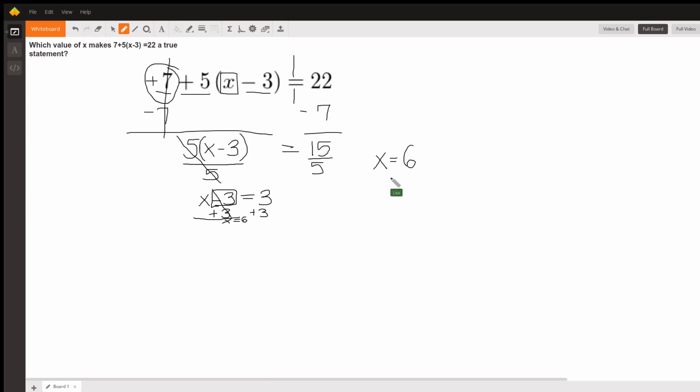So now I've solved for x because x is by itself. And that tells me that 6 is what makes this a true statement. We can plug it back in to check it if we're done. So that would just be 7 plus, let's put a 6 here for the sake of time. 6 minus 3 is 3. 3 times 5 is 15. 15 plus 7 equals 22. So that is a true statement.